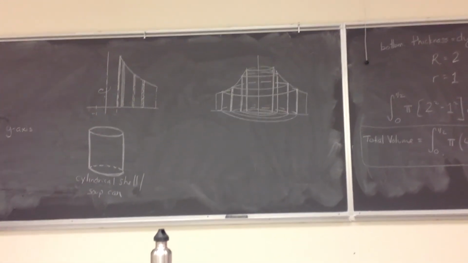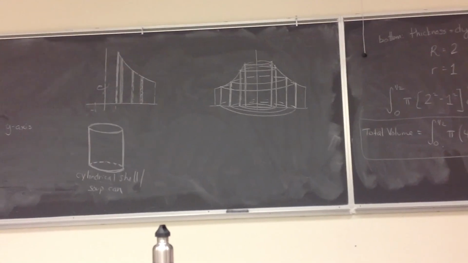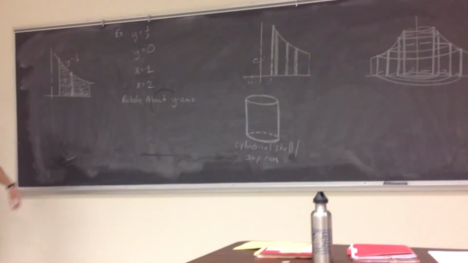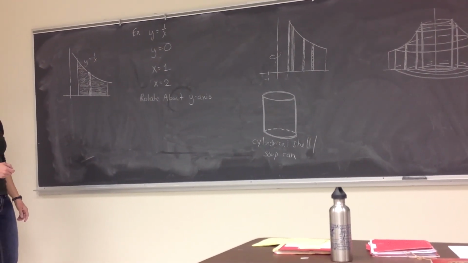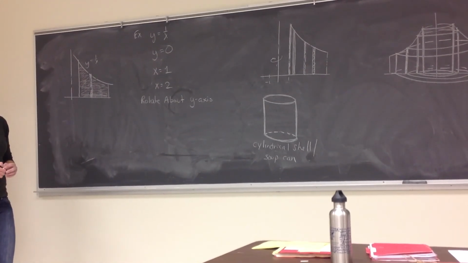Why can't we take the area of our original graph right there and then spin that around 360 degrees? You know what I mean?